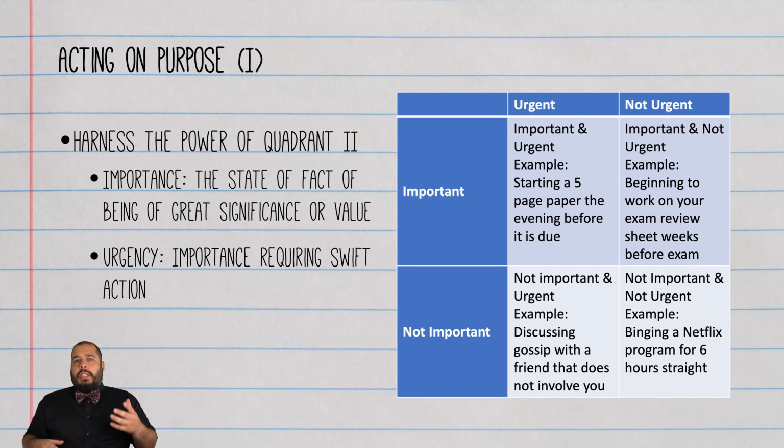Our actions that we take daily fall into one of these quadrants shown here in this diagram. They are either urgent and important, not urgent and important, urgent and not important, or not urgent and not important. This diagram was developed by Stephen Covey in his book, The 7 Habits of Highly Effective People.